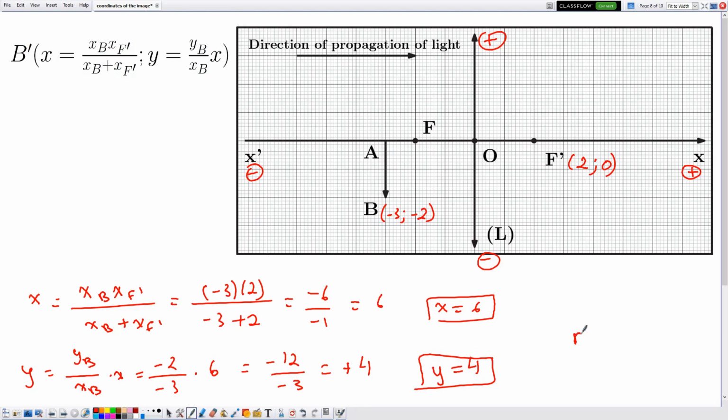Now the coordinates of the point B prime are given by 6, 4. So 6 divisions in the positive x-axis, 1, 2, 3, 4, 5, 6. And 4 divisions upward. So this is the point B prime. Now let's erase everything.